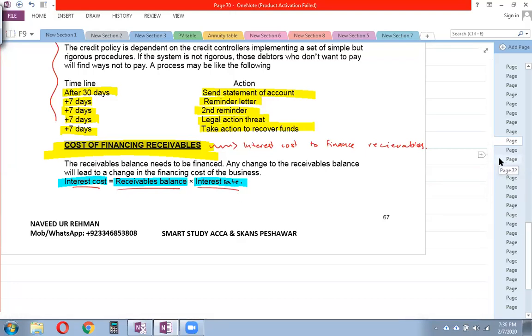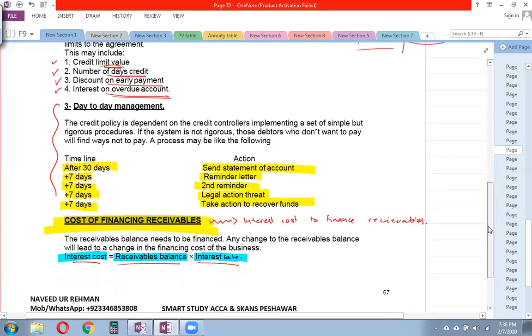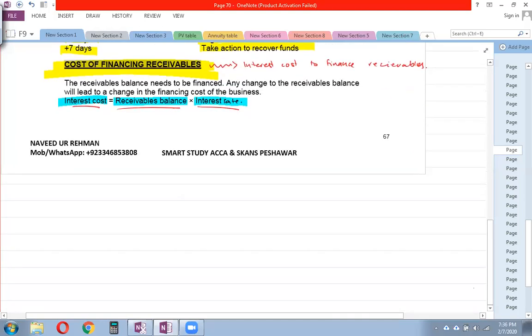Okay, now if you have to find out the receivable balance, how do you find it, right? What was the formula for receivable days? That was receivables divided by sales into 365. So what will be the formula for receivable balance? I mean, you have to rearrange it. Receivable balance is here, receivables, right?